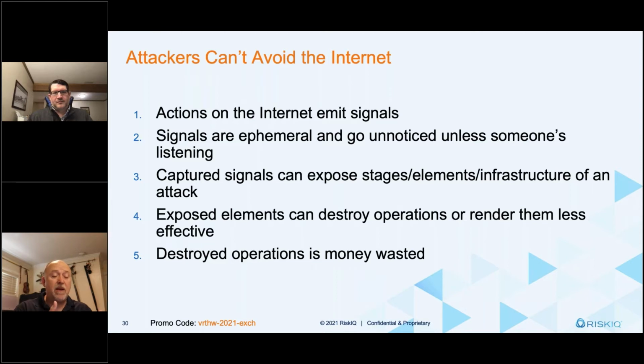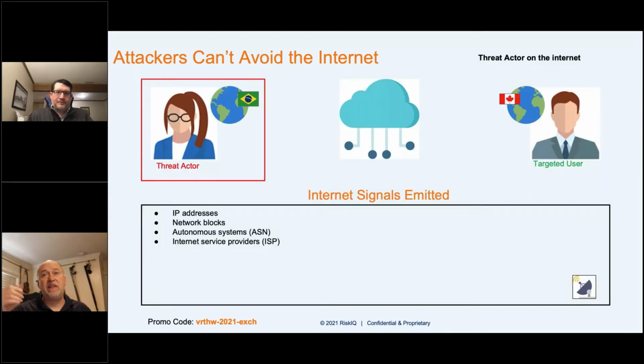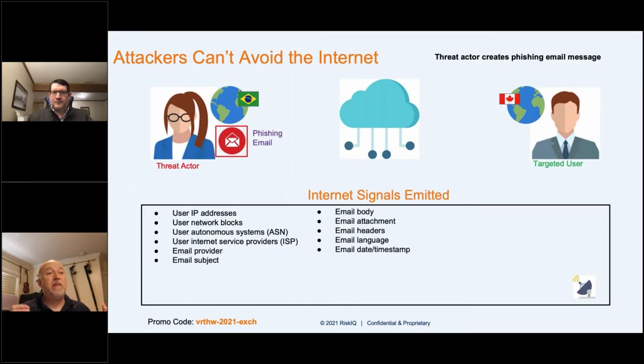when you marry that together and you can find those relationships, you can really expand and understand the full extent of the attack that's happening to you. So if you have a threat actor targeting somebody, and let's say the threat actor is in Brazil and the targeted user is in Canada, just from the threat actor being online, there's an IP, a net block, autonomous system number, internet service provider. We already know that. When they create their email, we know the email company, we know the date timestamp, we know languages. There's a lot of stuff that you understand.